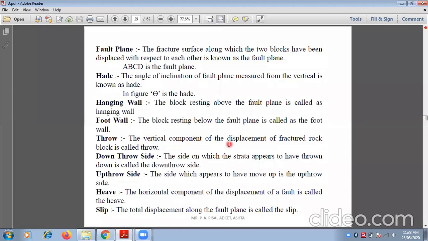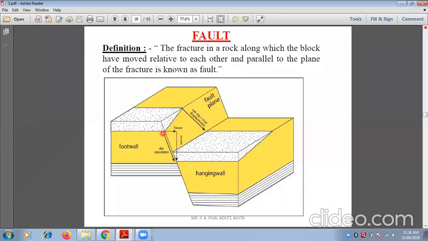Throw is the vertical displacement, heave is the horizontal displacement, and slip is the total displacement, that is the inclined displacement. Okay, so here in this diagram I will show you, this vertical displacement is considered as a throw. This horizontal displacement between two rock blocks is considered as a heave, and this inclined total displacement is considered as a slip. Okay, so these are the 3 displacements seen in every fault.